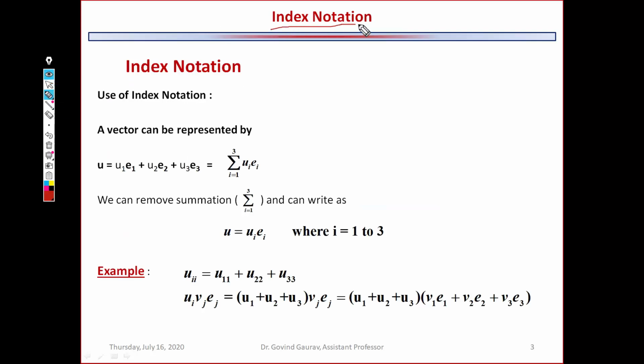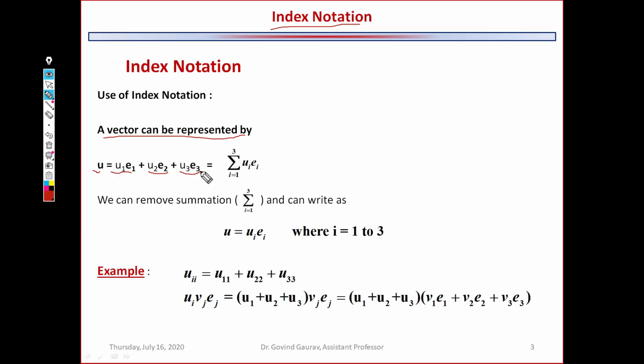The index notation. Index notations are the shorthand notations of any expression. A vector can be represented by, say, u is u1 e1 plus u2 e2 plus u3 e3. This is a generalized expression for a vector that covers both the Cartesian coordinate systems as well as the curvilinear coordinate systems. In curvilinear coordinate systems, we have the cylindrical coordinate systems and the spherical coordinate systems.